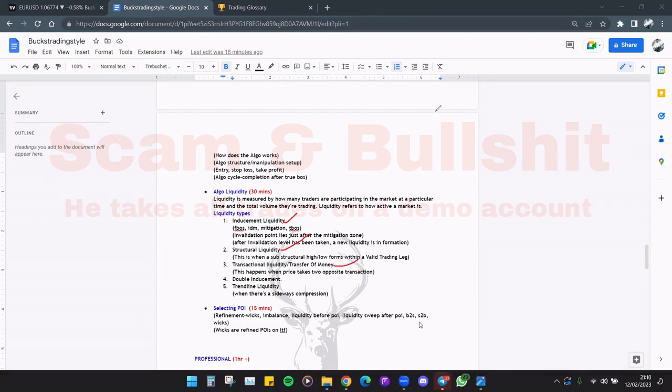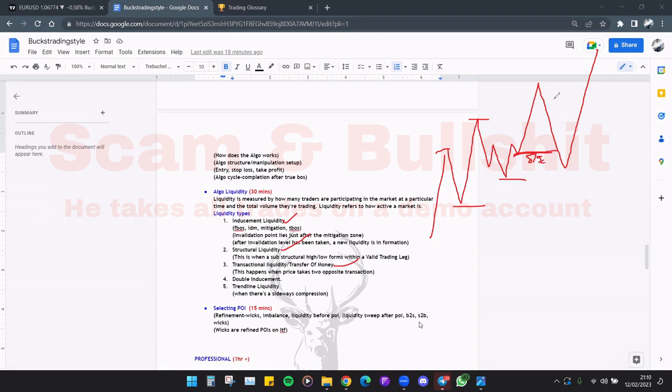And don't forget for the SLQ to be valid, right? Let's say we have this. This is SLQ, right? If you want to mark the SLQ now, price should take out the SLQ low and then go back up. Understand? Price should take out this SLQ before going to the TBOS. You understand? Yes. So 10 ILQ, 5 SLQ, 5 transactional liquidity.